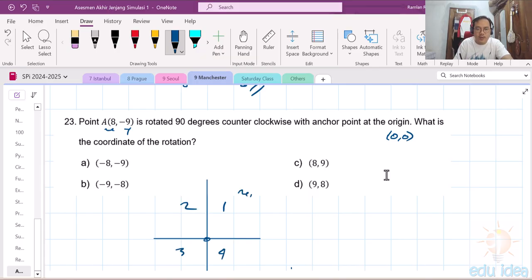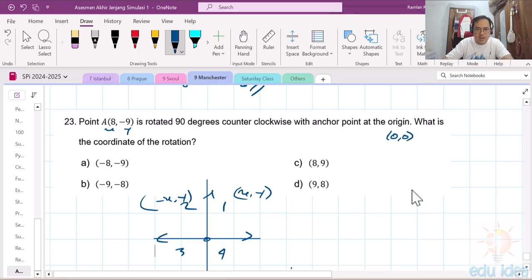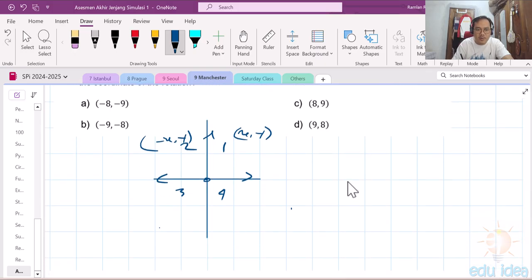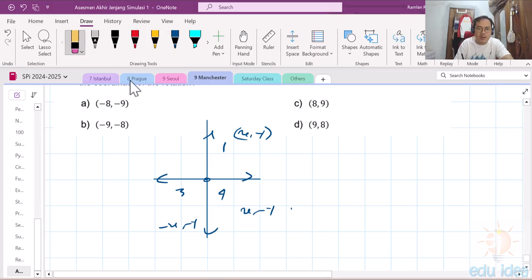Here, both x and y are positive, because this is positive, this is positive. In the second quadrant, x becomes negative, because it's on the left side, but y is still on the top, which is positive. In the third, both of them are negative: to the left, which is negative in terms of x, and down, meaning y is also negative. And in the fourth quadrant, the x value is positive, but the y value is negative. Keep in mind that you just need to see the position of the point.